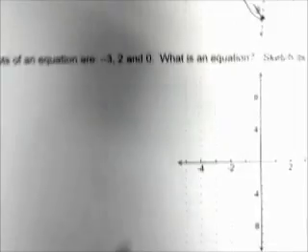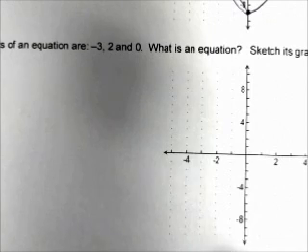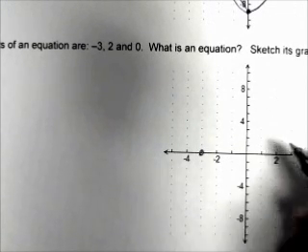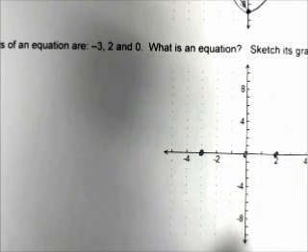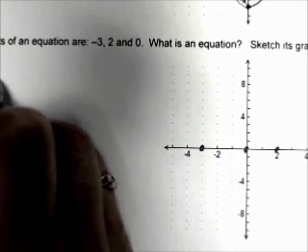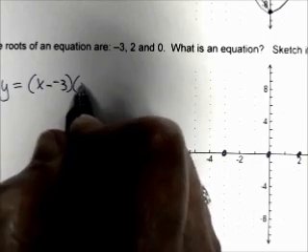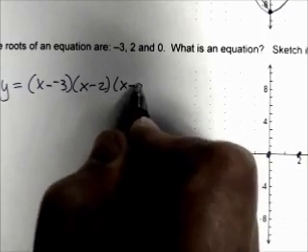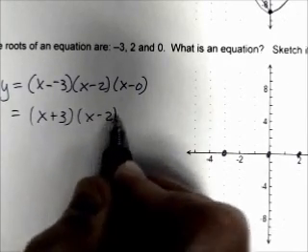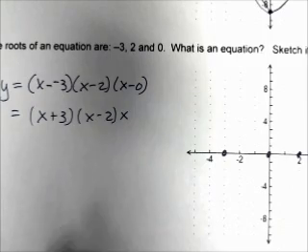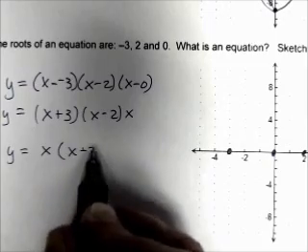And the last one. If the roots are -3, positive 2, and 0, our equation would be y equals x minus negative 3 times x minus 2 times x minus 0. Let's clean this up. That would be x plus 3 times x minus 2. X minus 0 is simply x. And it would be more standard to just write the x out in front.